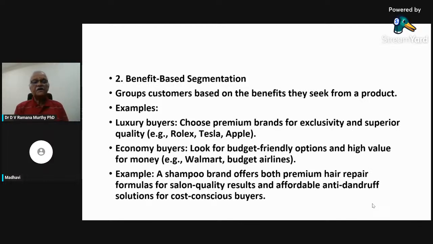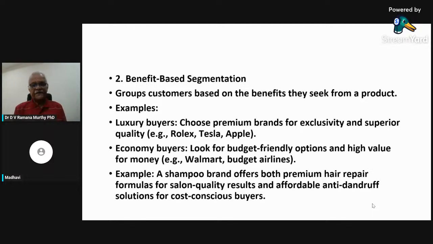In the case of economy buyers, if you go for a classification like this, luxury buyers and economy buyers, economy buyers always look at budget friendly options. So that's why you have to give them some price concession, price discount, or whatever, an economically good price, because they look at budget friendly options. So they give high value for money. But luxury buyers give more value to superior quality and exclusivity. So that's how it goes.